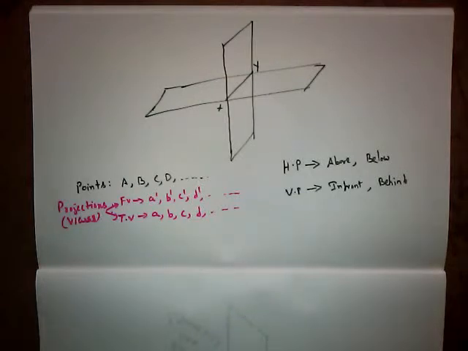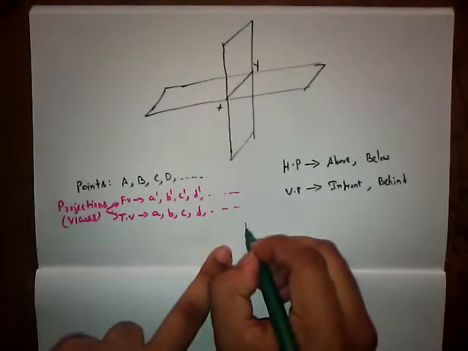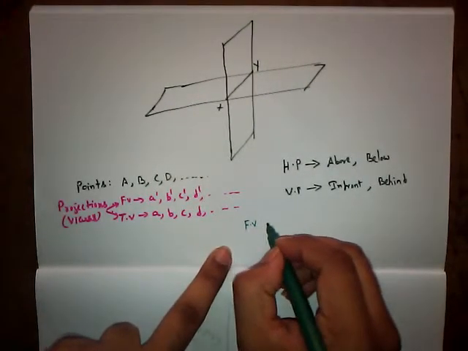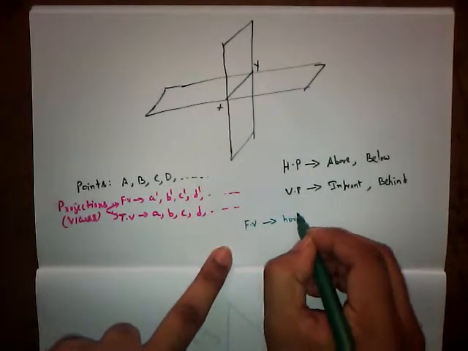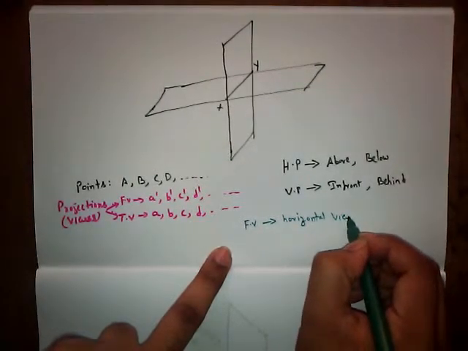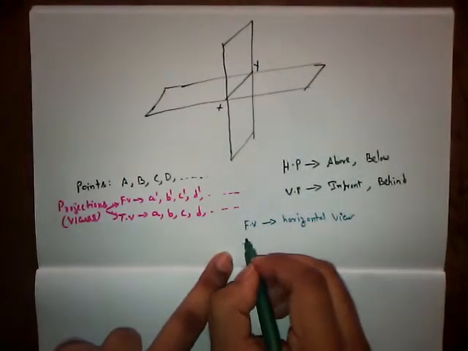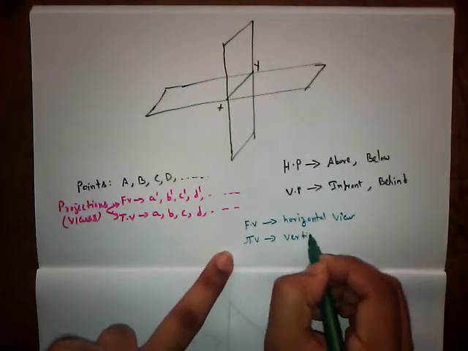Okay, and another important thing is to always remember, a front view is a horizontal view. That is, we are going to view in a horizontal fashion, whereas a top view is a vertical view.